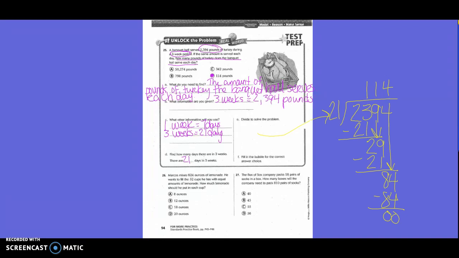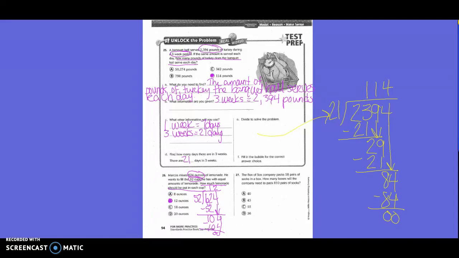Number 26, Marco mixes 624 ounces of lemonade. He wants to fill the 52 cups he has with equal amounts of lemonade. How much lemonade should he put in each cup? So what do I need to circle for my information? 624 ounces, 52 cups, and how much lemonade should he put in each cup? Alright, so on number 26, we went ahead and showed our work, got 12, and we filled in letter B.